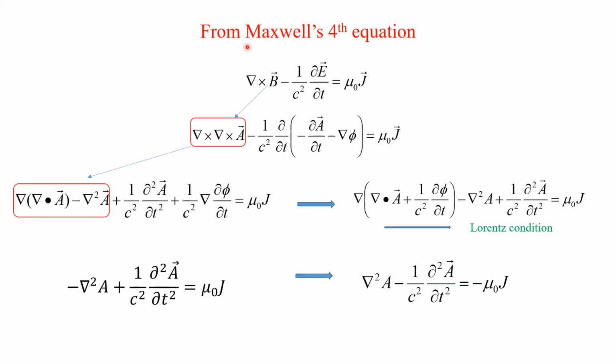Now we will derive the wave equation in terms of the auxiliary parameters. First you take Maxwell's fourth equation, that is curl P minus 1 over C squared dE over dt is equal to mu naught J. Now you know P is equal to curl A, so this will become curl of curl A, and E can be written as minus delta A over delta T minus gradient pi. So we are replacing E with the potentials, and we are considering the source term also, equal to mu naught J.